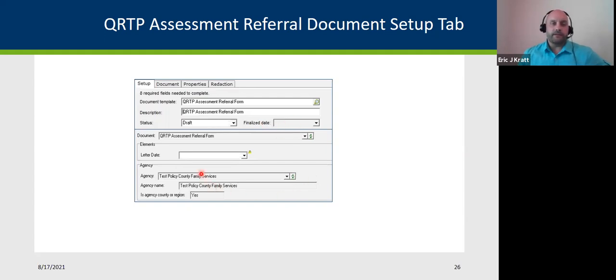Then we have the document portion. We have the QRTP assessment referral form that's going to replicate what is up here in the description. And then we have our elements section where you are going to be required to choose the letter date. Under the agency portion of the setup tab, that should default to the agency database information where this document is being created. This was created in a test environment, so that's what you will see in the screenshot, but you will see your agency name when you're creating it.